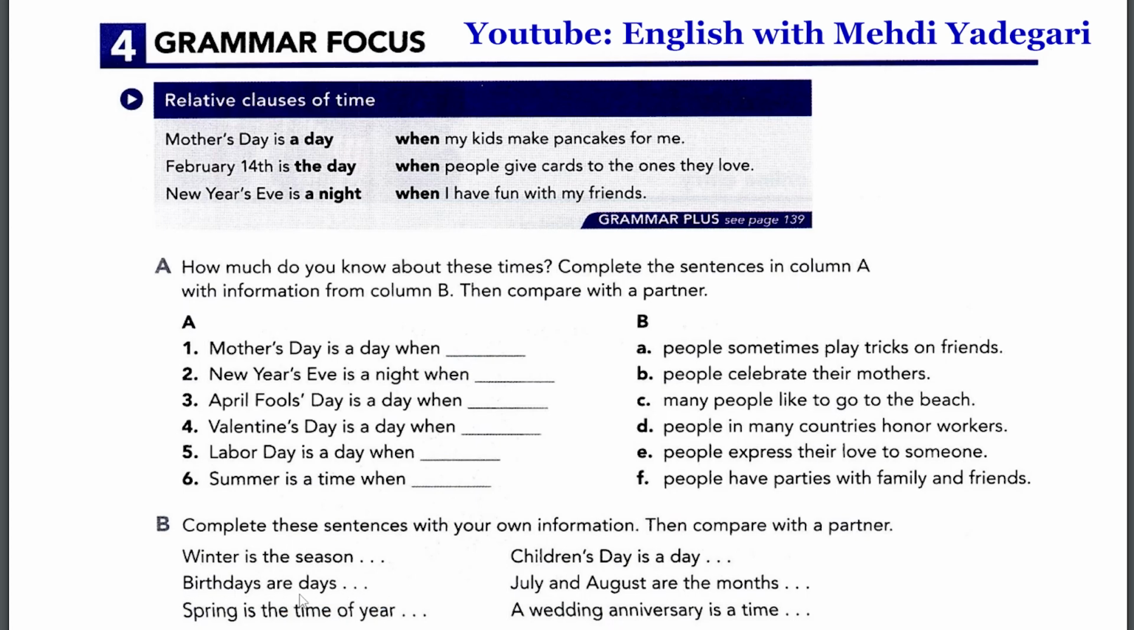Or birthdays are days when people gather together to celebrate someone's birthday. So this is your practice. You can continue these sentences with your own information. Spring is the time of year when... Children's Day is a day when... July and August are the month when... and a wedding anniversary is a time when... You can write down your practices in the comments.